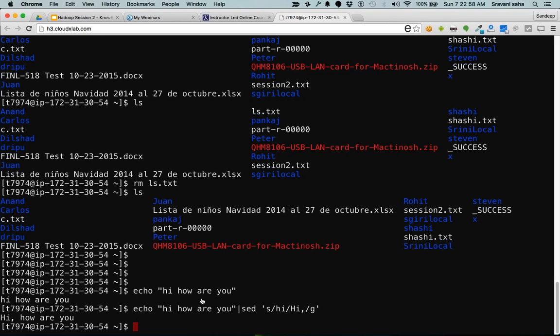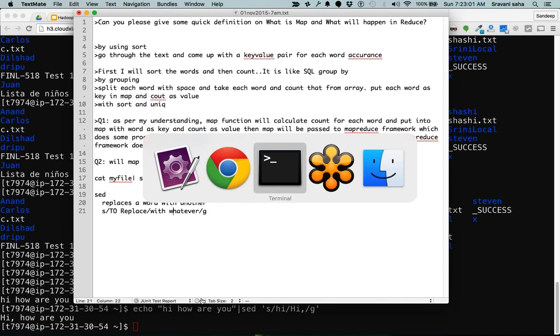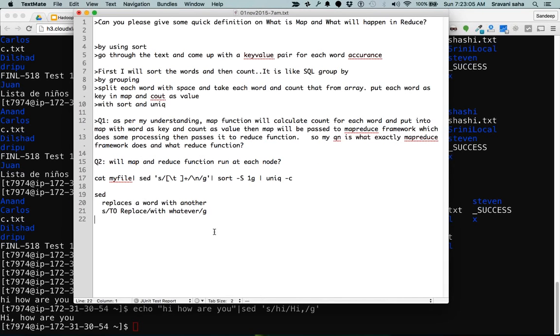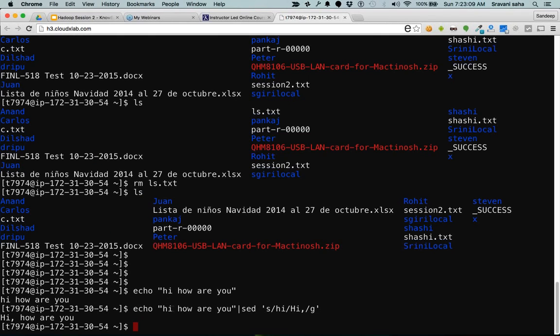Now in this file, we can replace far more. If we had multiple lines, even in those we could replace anything.